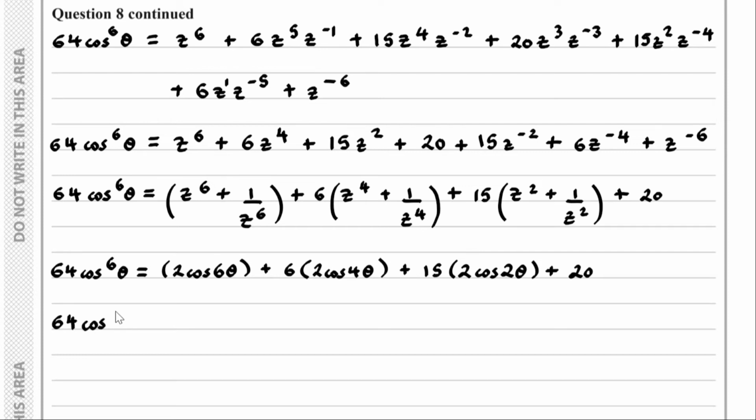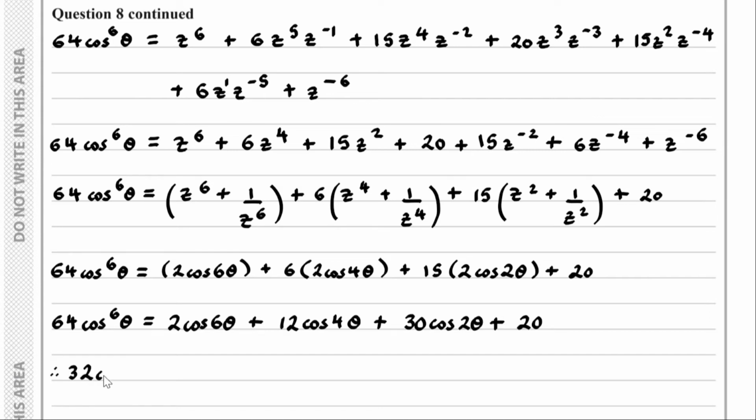And so we've got 64 cos^6 theta equaling 2 cos 6 theta plus 12 cos 4 theta plus 30 cos 2 theta plus 20, from which we can conclude, if I divide through by 2 on both sides, we have 32 cos^6 theta equaling cos 6 theta plus 6 cos 4 theta plus 15 cos 2 theta plus 10.